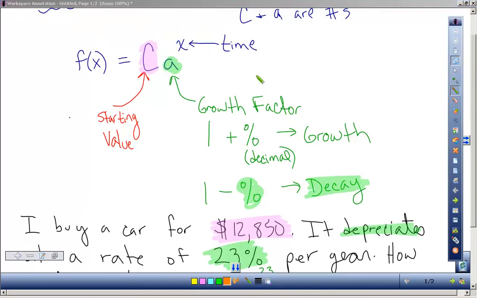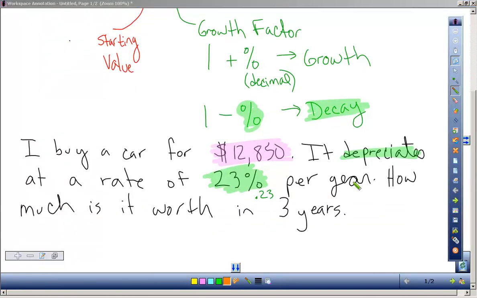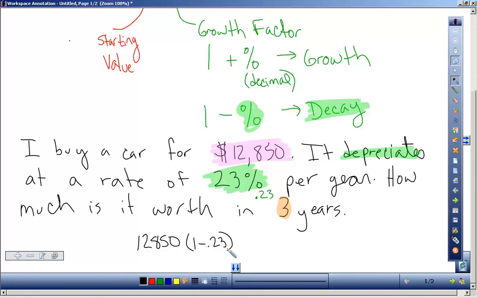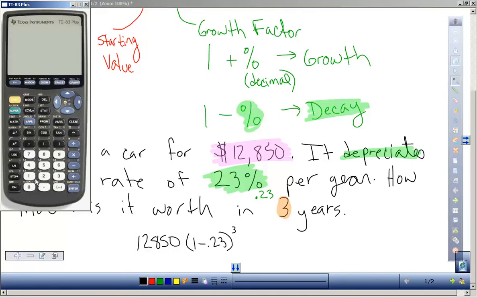And then the last thing that we need is we need some kind of time frame. We got to be able to find our time frame. And since it's depreciating per year, our time frame needs to be in years, and it looks like 3 years is what we're going for here. So for my problem, I'm going to do 12,850 for my starting value times 1 minus 0.23, all to the third power. So I can go into my calculator and I can type 12,850, parentheses 1 minus 0.23, close my parentheses, all to the third power.